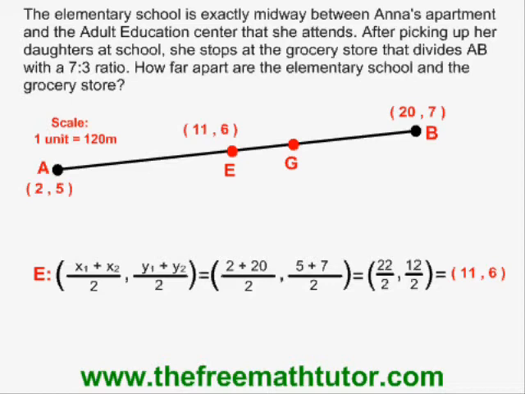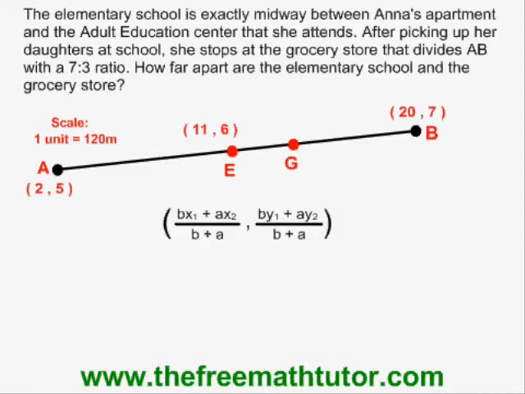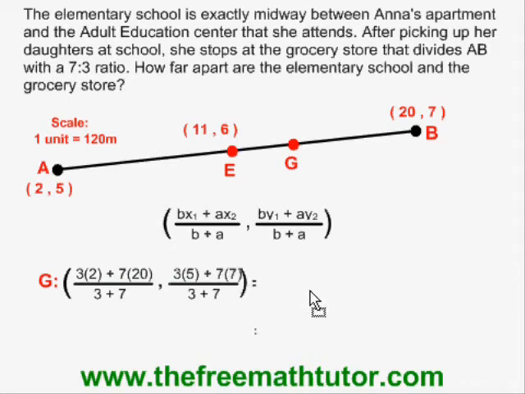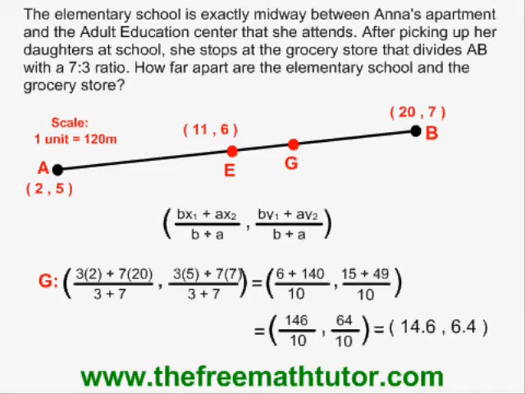Now we have to find the coordinates of point G, the grocery store. To do that, we will use the ratio formula, which looks like this. Filling in the ratio formula with the x and y coordinates of points A and B, as well as the ratio 7:3, it will look like this. Simplifying, we find out that the grocery store is found at a point with x coordinate 14.6 and y coordinate 6.4. So let's label our drawing with that point.